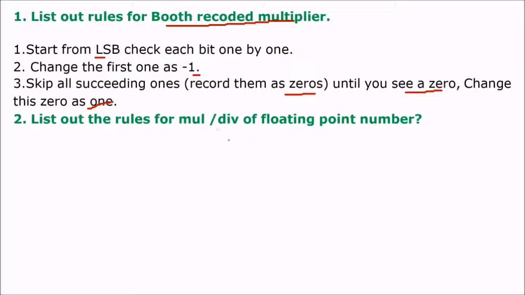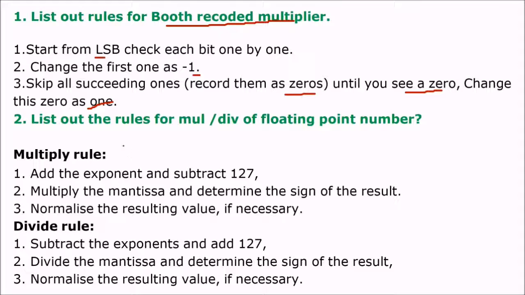List out the rules for multiplication and division of floating point numbers. First, we'll take the multiplication rule, then we'll go for the division rule. In the multiplication of floating point numbers, we add the exponents and subtract 127. See, in a floating point number, we have two parts. First is your exponent, the other is your mantissa. So we add the exponents and subtract 127. Then we multiply the mantissas, and determine the sign of the result. Then we normalize the resulting value if necessary. This is how we multiply it.